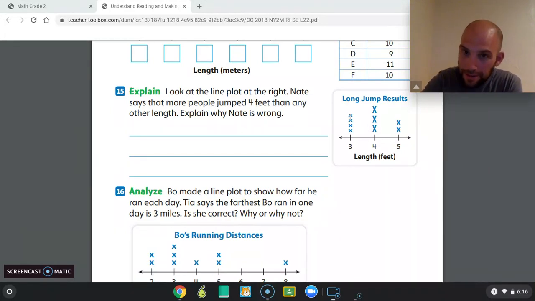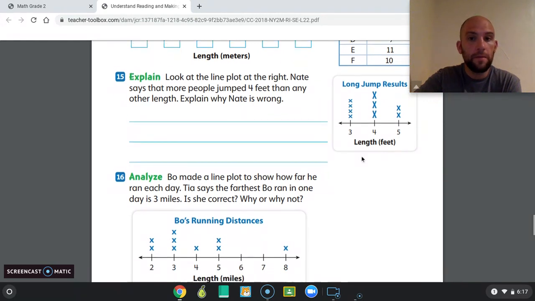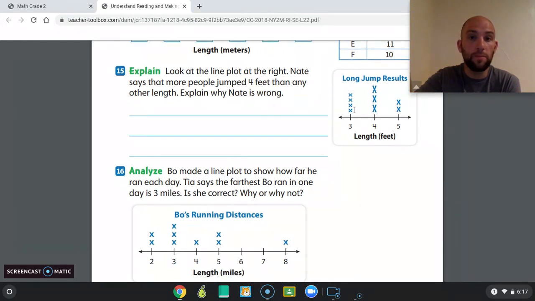We can see that there's 4 X's here and that there's 3 X's here. So those X's are just really big on number 4. So Nate just looked at the size of the X's on his chart. He made those ones a little bit bigger. The size of those X's doesn't matter. The only thing that matters is the number of those X's, the number of plots that we have for our data. So more people jumped 3 feet than any other length, not 4 feet.